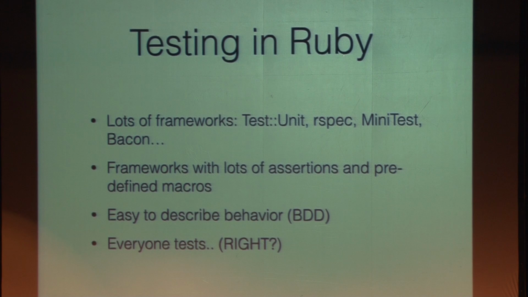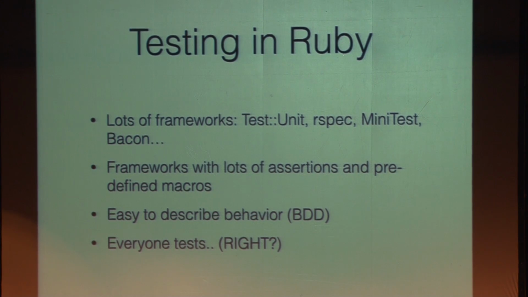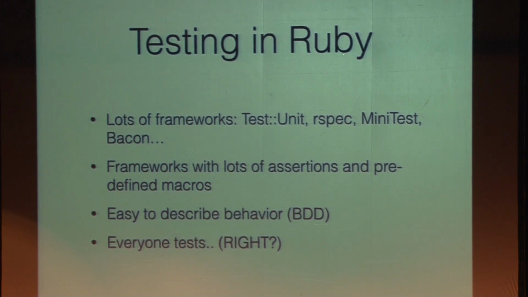Testing in Ruby, there are a lot of frameworks like Test::Unit, RSpec, Minitest, and even Bacon. Bacon is a nice name for a testing framework. The frameworks come with a lot of assertions and predefined macros. Like you have a lot of syntax sugar inside your testing. It was easy to describe behavior, to do BDD, and everyone tests here, right? Everyone tests here. Everyone should be testing.